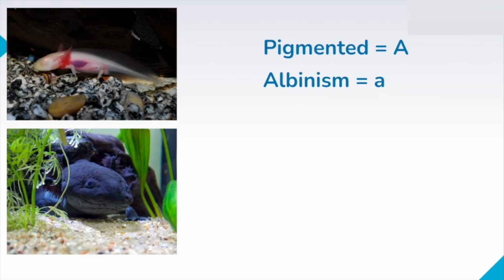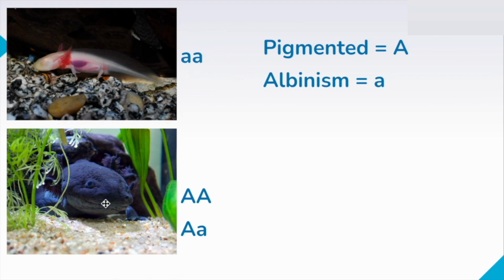Now, each organism has a genotype. These organisms have two genes for a particular trait. So this albino axolotl is homozygous recessive, meaning it has two little a's. Little a, little a would be this axolotl's genotype, but its phenotype, its physical characteristic for the trait, is albino. That's the color. So remember, phenotype is the physical characteristic. Genotype is the actual combination of alleles or genes.